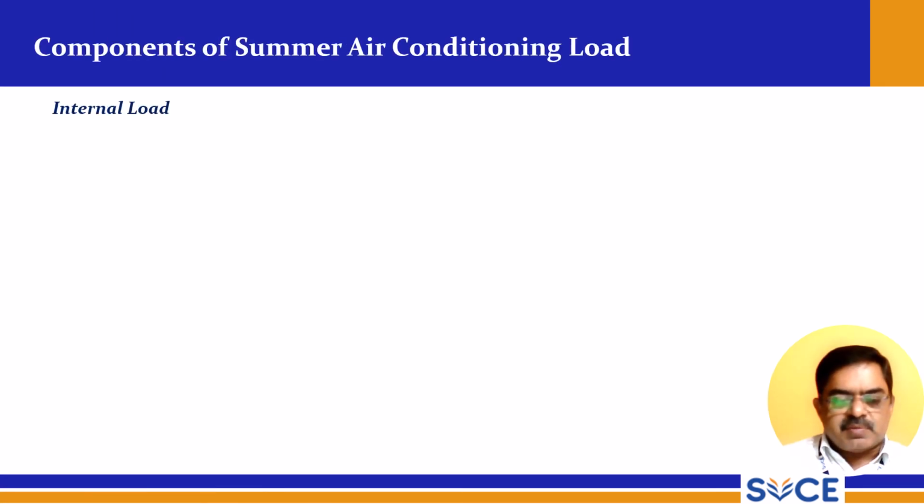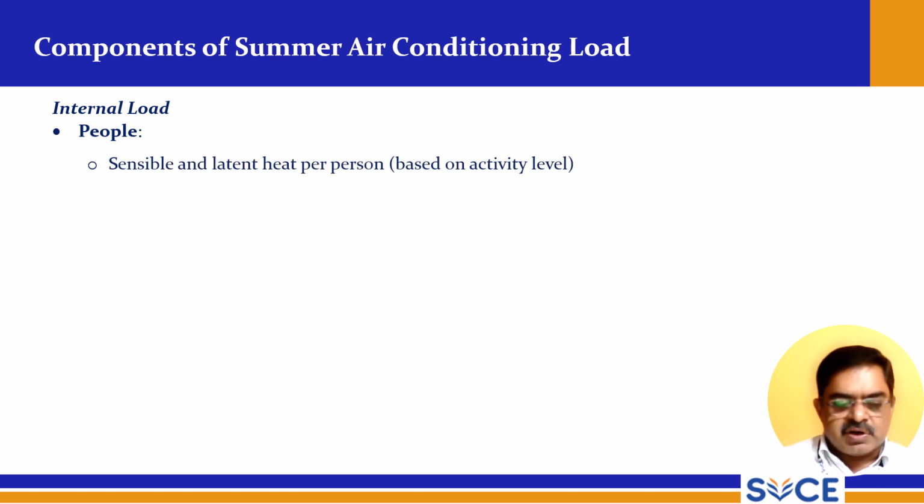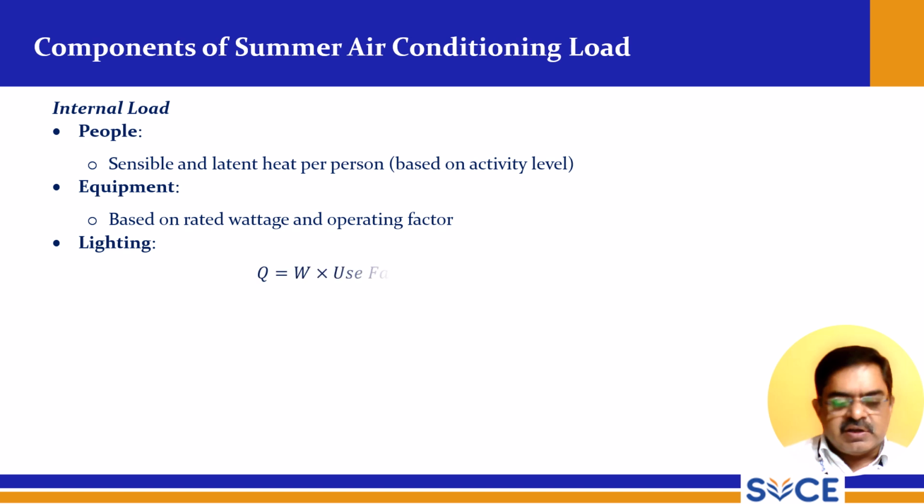So, components of summer air conditioning load. Even people, right? Internal load is due to people: sensible and latent heat per person based on activity level. Equipment, based on rated wattage and operating factor. And lighting, Q equal to W into use factor into ballast factor into CLF.